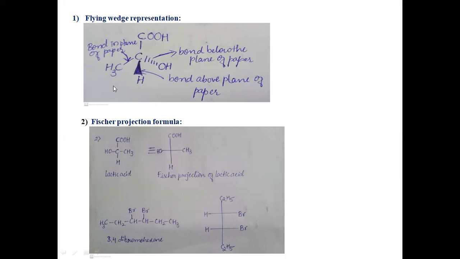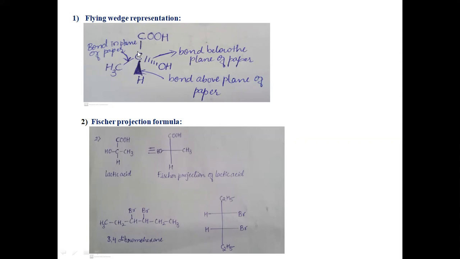Here in this representation we observe three types of bonds. The first type of bond is the ordinary line. See here, carbon is bonded to COOH by a straight, ordinary line, and it is also bonded to the CH3 group by an ordinary line. These ordinary lines represent the bonds which are bonded to the chiral carbon atom in the plane of the paper.